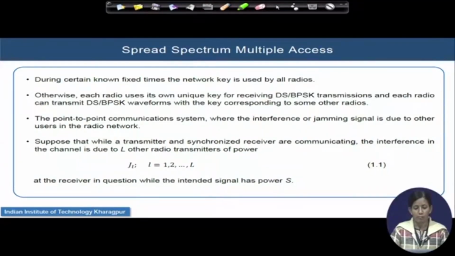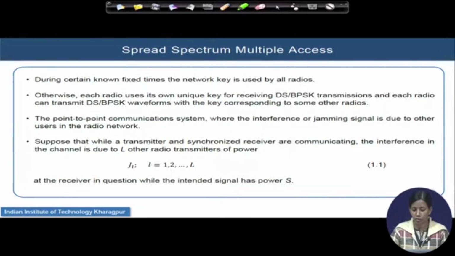For known fixed times, the network key is used by all the radios, and otherwise each radio uses its own unique key for receiving the DS-BPSK transmission, and they can transmit either using the same key or a different key provided by the network. In a point-to-point communication system, the interference or jamming signals come from the other users present in the network. Suppose we have capital L other users on. The total jamming power, J_L, is a summation of the power released by user 1 to user L.